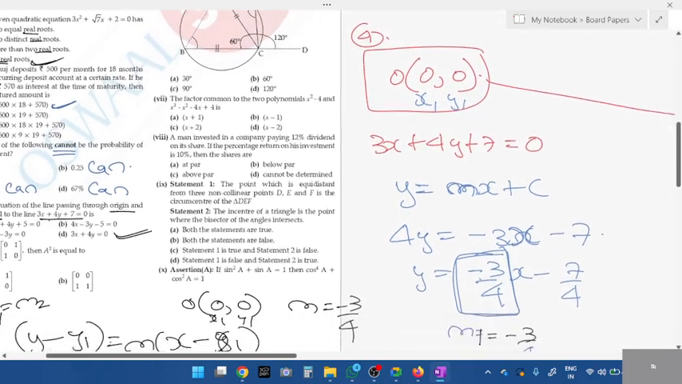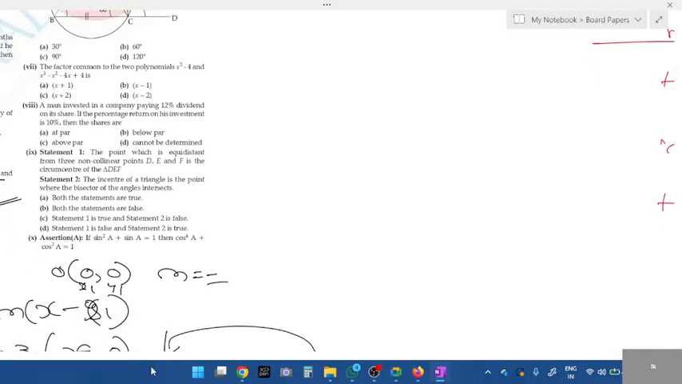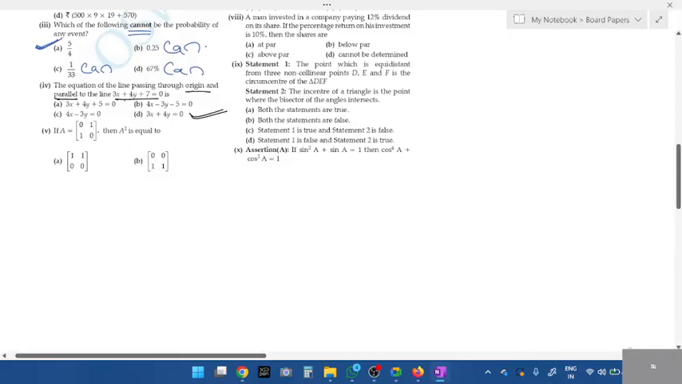Next, the fifth question is from which chapter, students? Look at the fifth MCQ question. Yeah, matrix chapter, matrices.